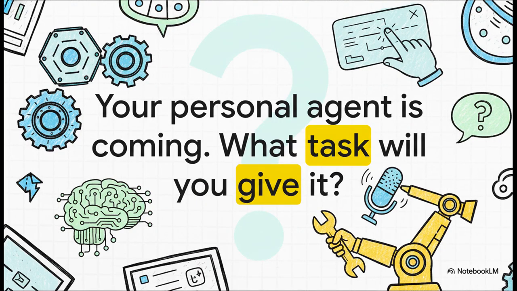And that brings our tour to an end. We've seen how these agents think, how they act, and how they communicate. The wild part is, this isn't science fiction anymore. This stuff is being built right now. Which really just leaves one question. When your personal AI agent finally shows up, what's the very first task you're going to give it?